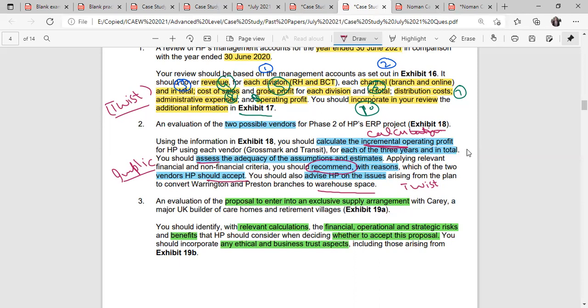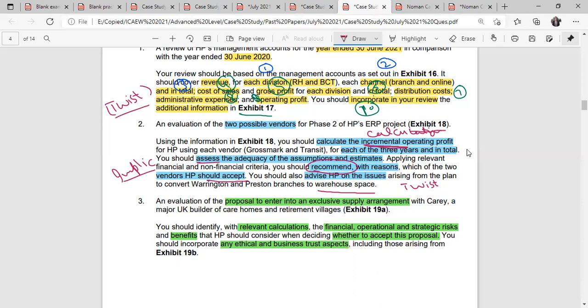Let's say if due to some reason your calculation is not right, that's fine. You should try to calculate it right. But let's say due to some reason it is not right, that is fine. You have a lot of marks for your explanation, conclusion, and so on.